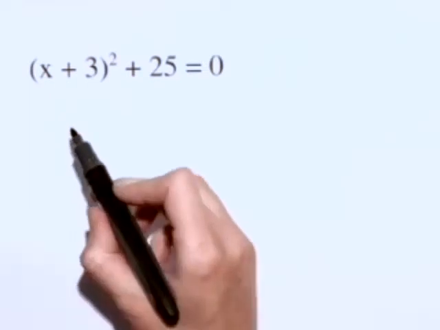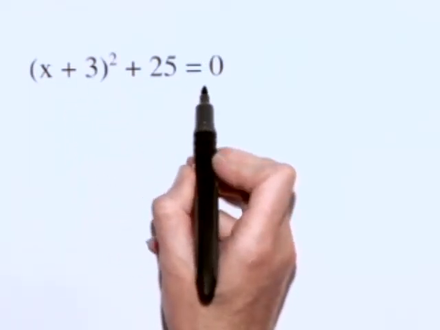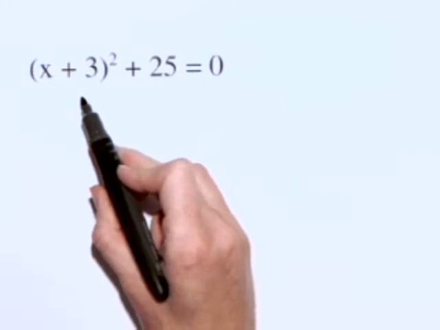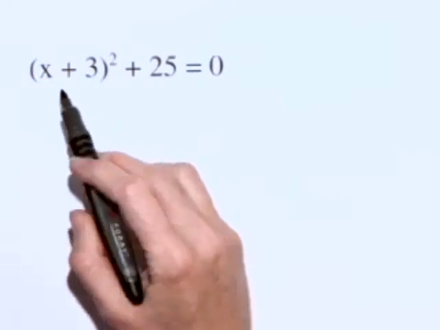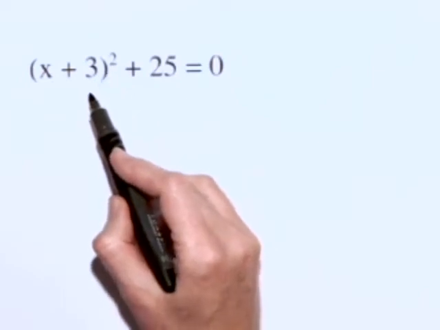Let's apply the square root property to solve our next quadratic equation. We have the quantity x plus 3 squared plus 25 is equal to 0. Now, in order to apply the square root property, we need to make sure that we have this quantity x plus 3 squared isolated on one side of the equation.